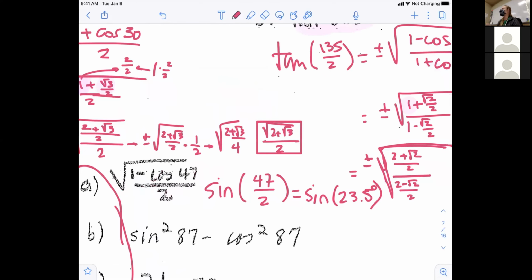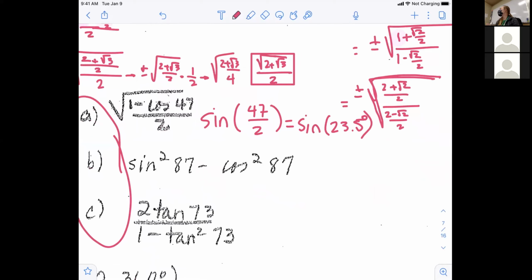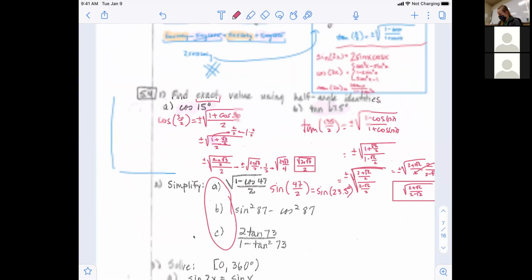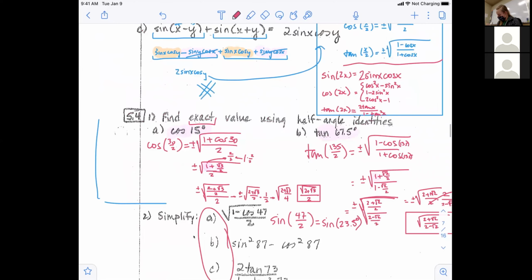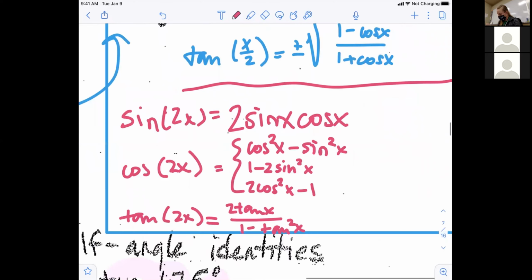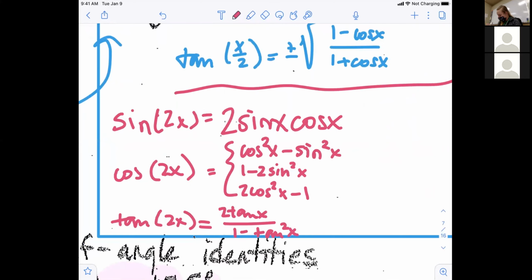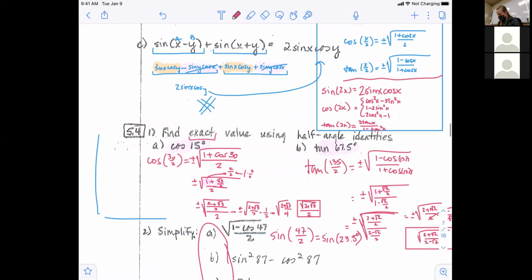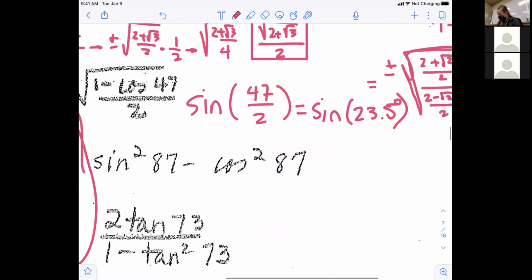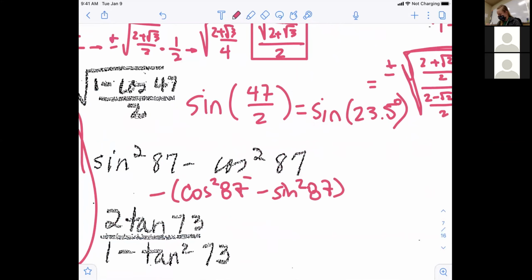All right, we got 2 more to look at. Letter B says sine squared of 87 minus cosine squared of 87. Which one does that look like? It looks like cosine more than sine because it's being subtracted between them, but it doesn't quite look like that. Instead, I need to switch it so that the cosine goes first. Cosine squared of 87 minus sine squared of 87. So I had to factor out a negative here.